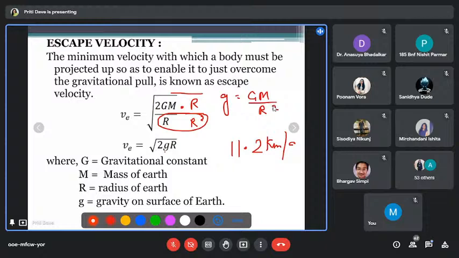So escape velocity is root 2gR, and R is the radius of the earth. And if I substitute the mass of the earth, the radius of the earth, and the acceleration due to gravity, then the answer I get is 11.2 kilometers per second. Please remember that.